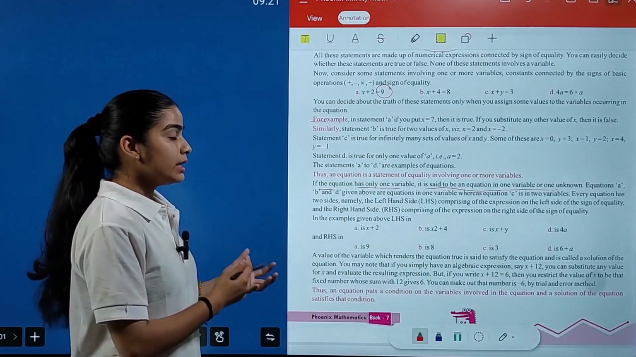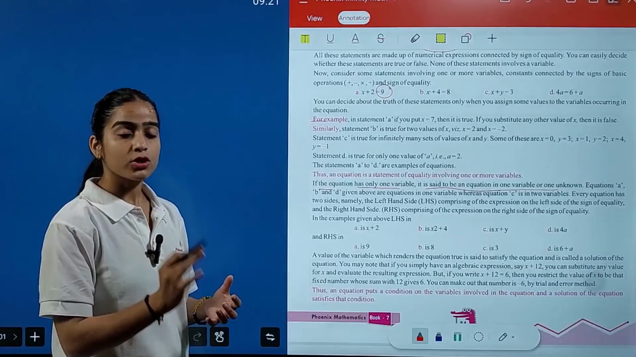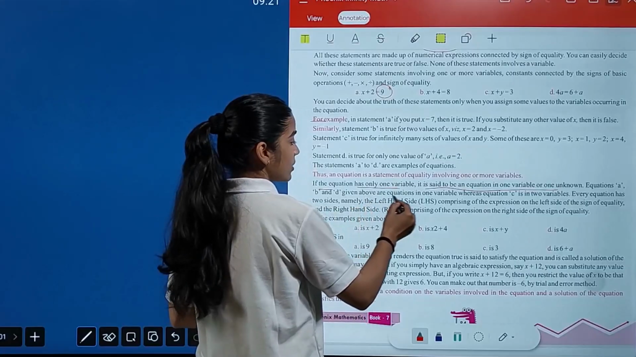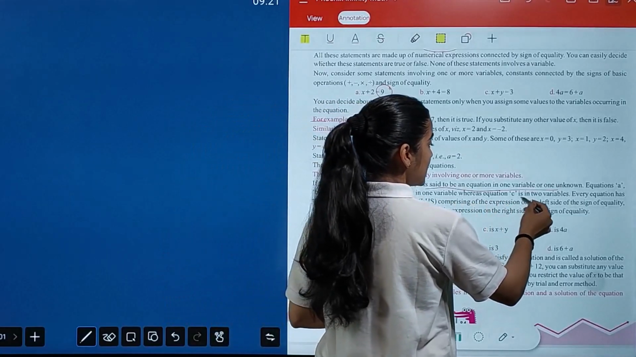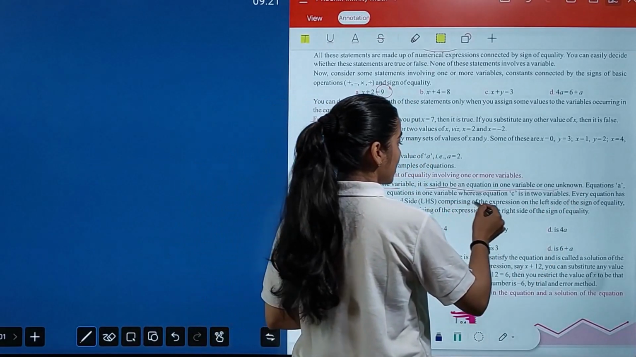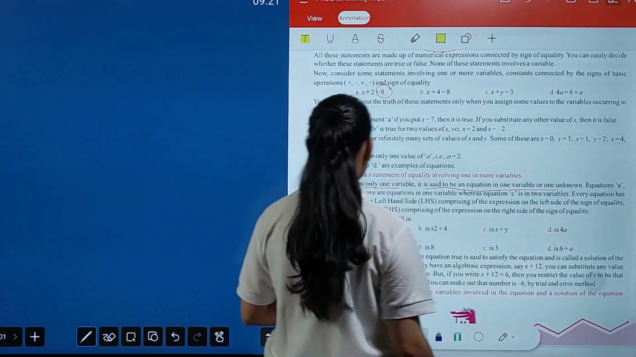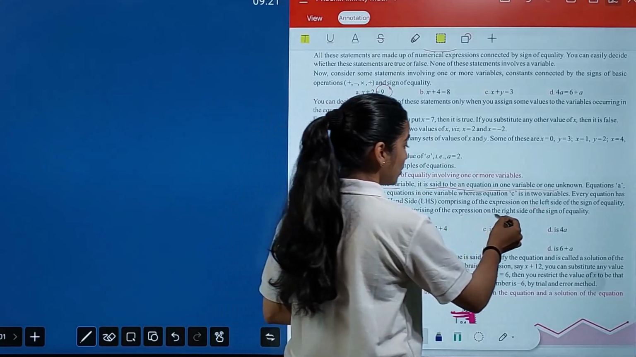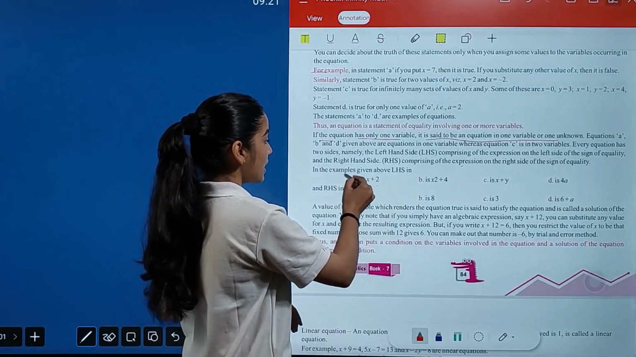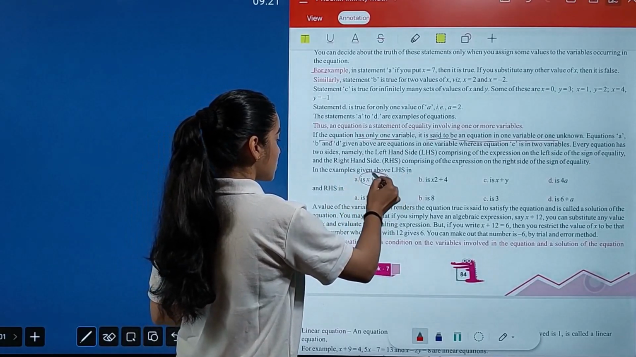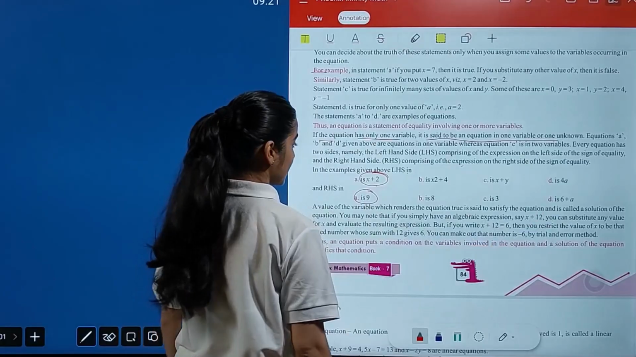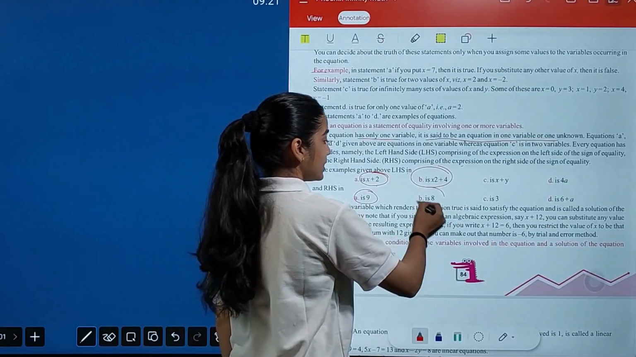Why are we calling it a linear equation in one variable? Because in this equation we only have one variable. Now equations A, B and D given above are equations in one variable, whereas equation C is in two variables. Every equation has two sides, namely the left hand side, the expression on the left of the sign of equality, and the right hand side, the expression on the right of the sign. For example, in the example given above, LHS is x plus 2 and 9 is the right hand side.